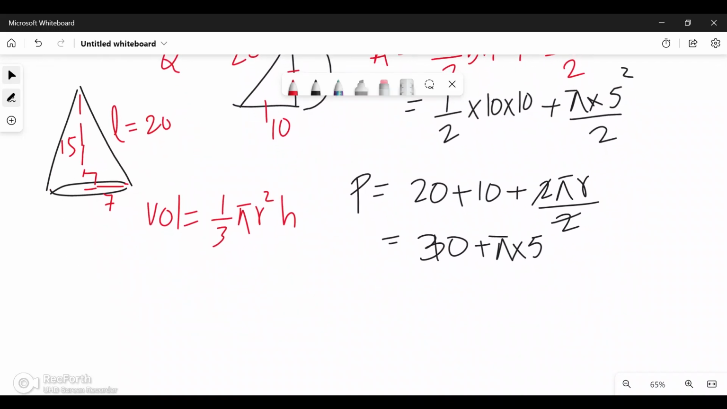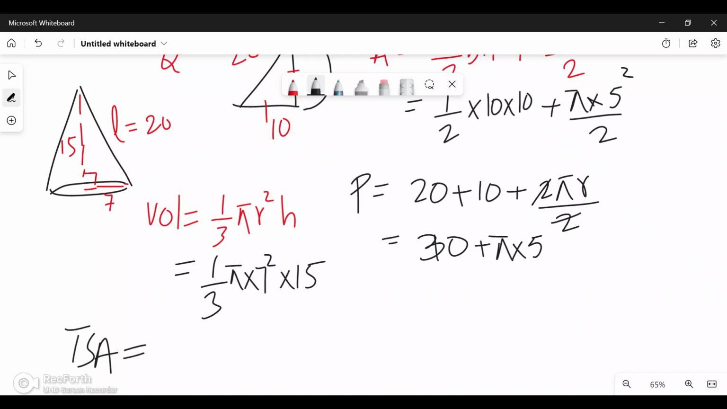The L is called slant height, and slant height is used in order to find the total surface area of the cone. So if I put the values in this, it will be 1 over 3 pi 7 square multiplied by 15. You can simplify it in your calculator to work out the volume of this cone.